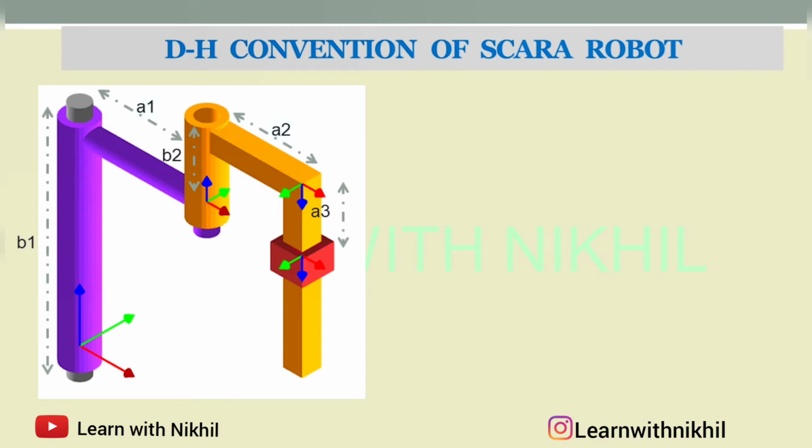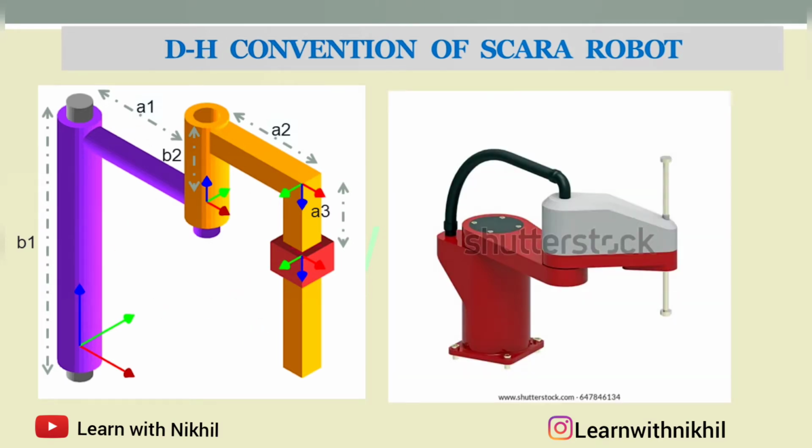So this is the diagrammatic representation of the SCARA robot and this is the actual diagram of the SCARA robot. You can see this diagram. First, the SCARA robot has a total of 4 joints, 3 rotary and 1 prismatic. So you can see it over here. This is the first joint, this is the axis of the joint. So this is a rotary joint. Same here, this is a rotary joint.